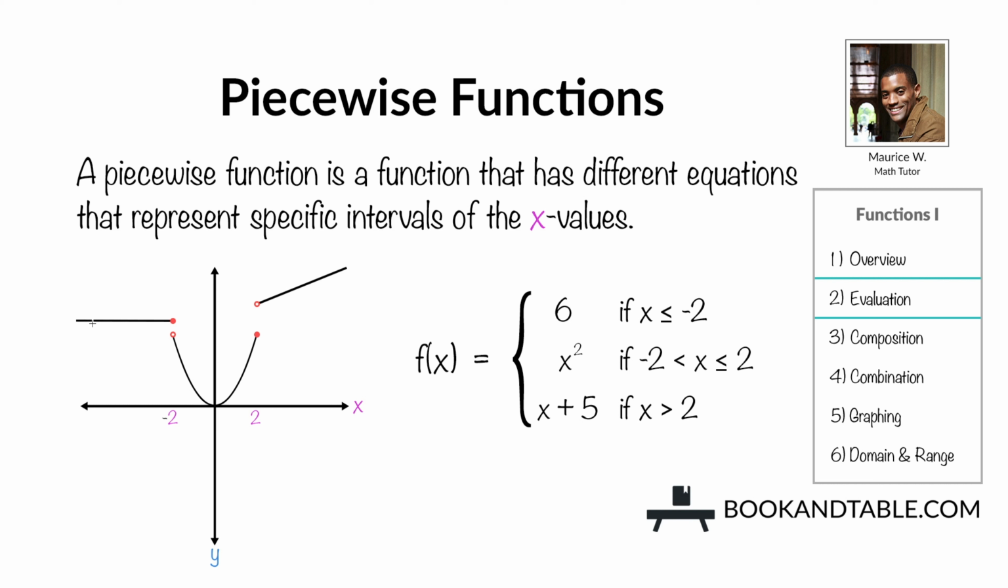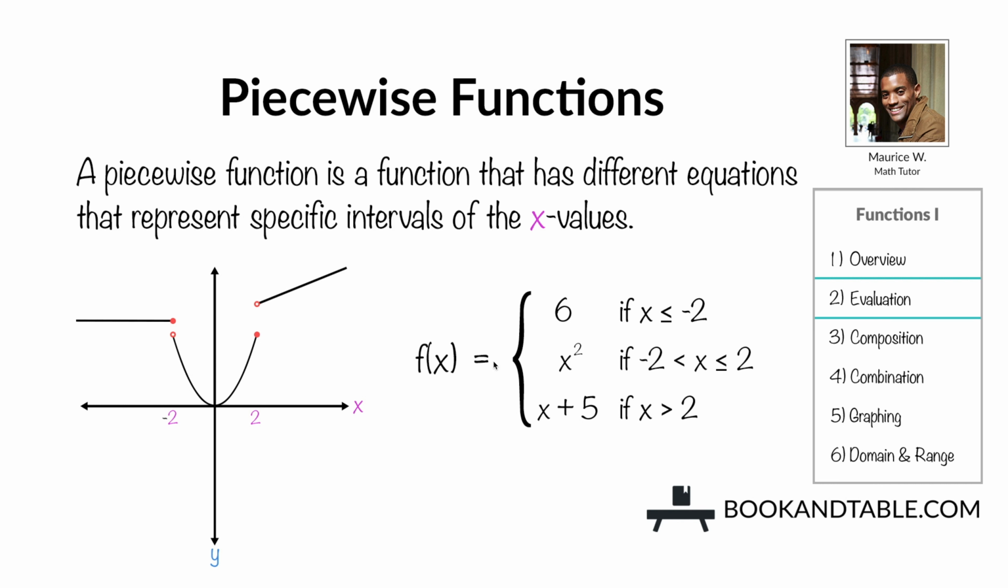From negative infinity up to negative 2, we see it has a consistent value. And then at negative 2, we see that that value begins to change, has more of a shape of a parabola. And then when x has a value of positive 2, the function then changes to more of a linear expression. So for different pieces along the x, the function has different expressions that represent those intervals.